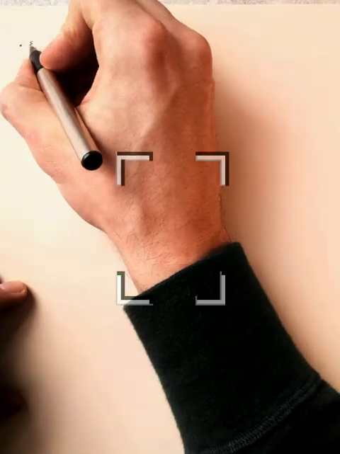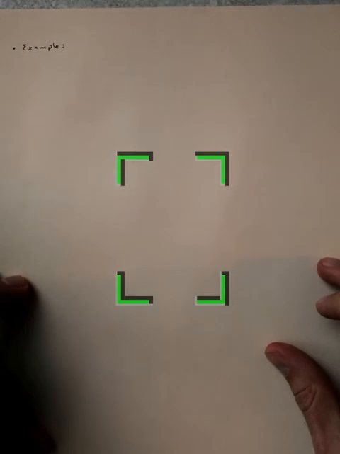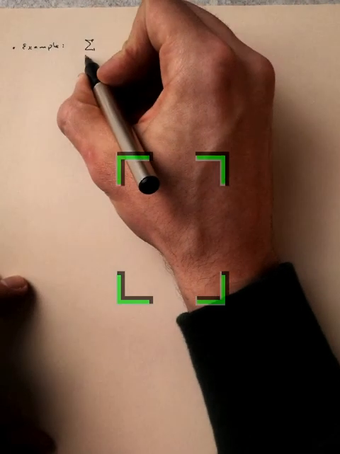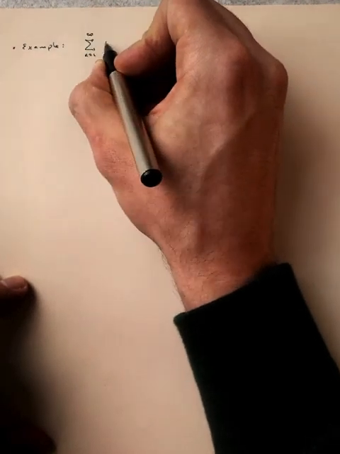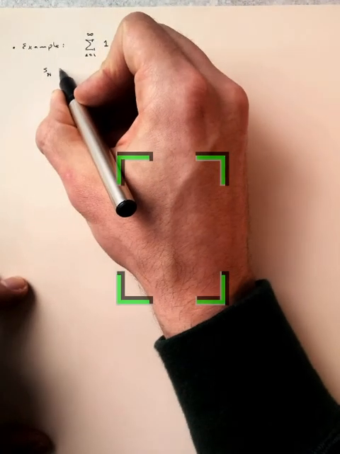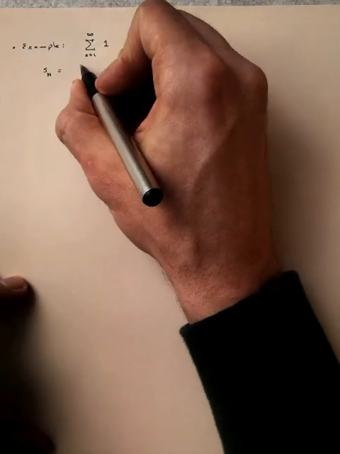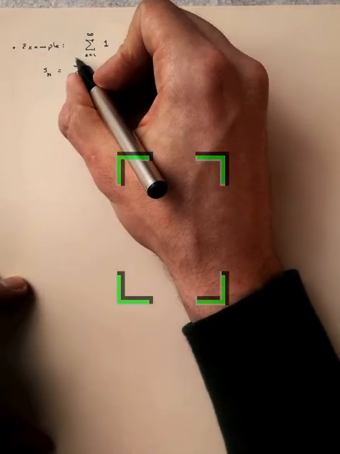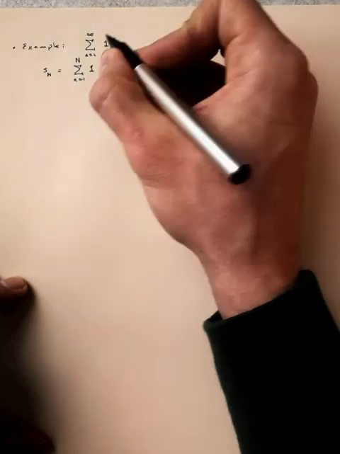Alright, let's continue. So here's a couple more examples. Let's look at the sum from n equals 1 to infinity of just 1. So again, we're going to use the partial sums. So Sn is equal to the sum from n equals 1 to big N of 1.